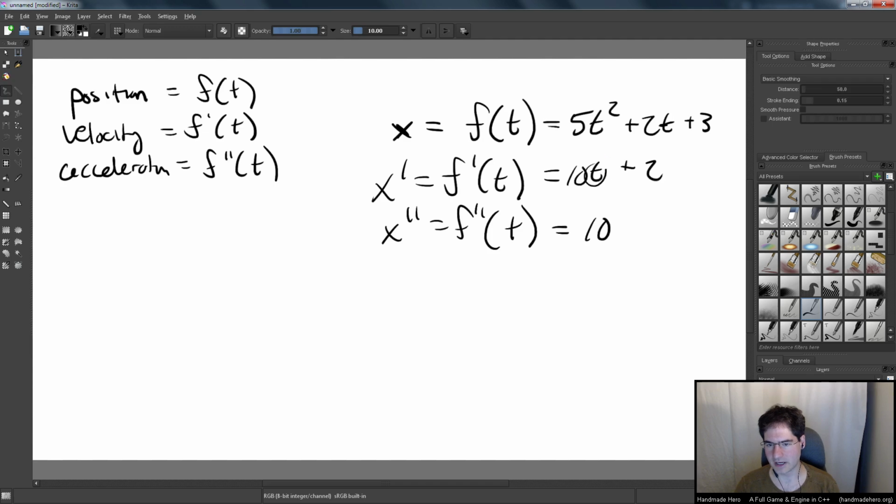And again, this guy drops out. This guy is removed completely. So we're just left with 10, right? And that's just directly what the acceleration actually is, right? Now, what I hope you can see here is these relationships are actually very simple.